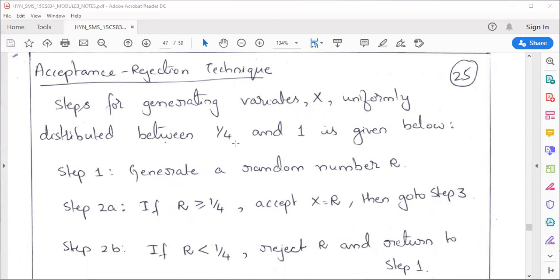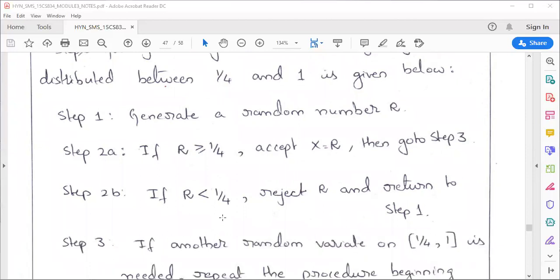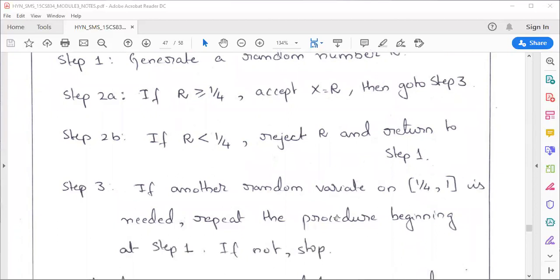We know that the uniform distribution is always between 0 and 1. If R is less than 1/4, then I will reject the random number and go back to step 1. Step 3 tells that if I want one more random variate, then I have to start the procedure once again from step 1. If not, I will stop.